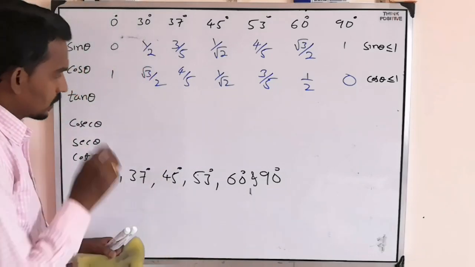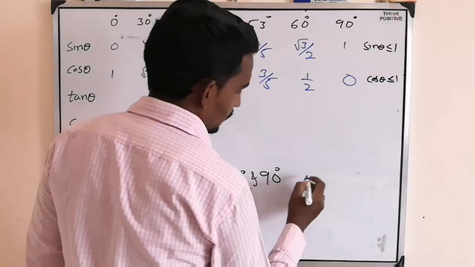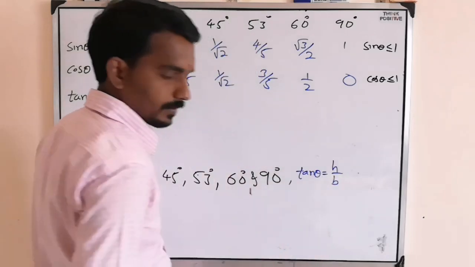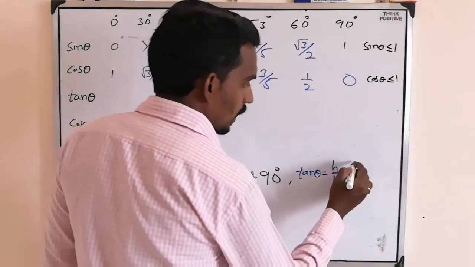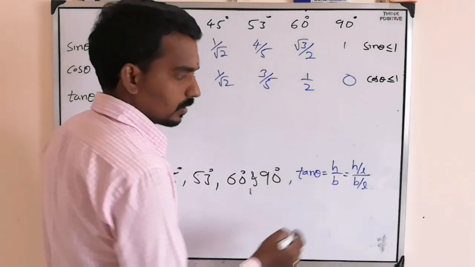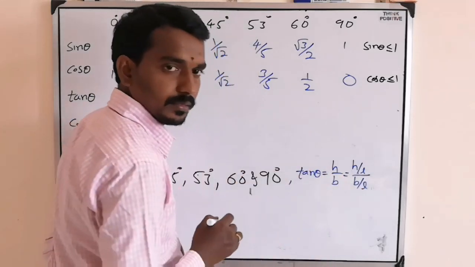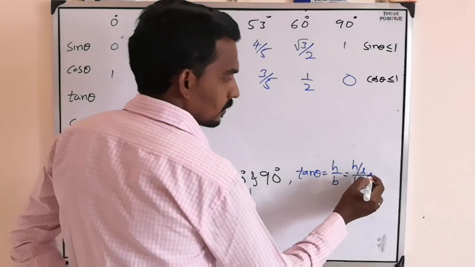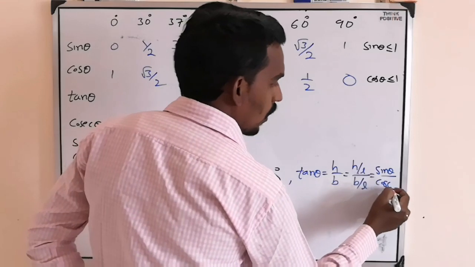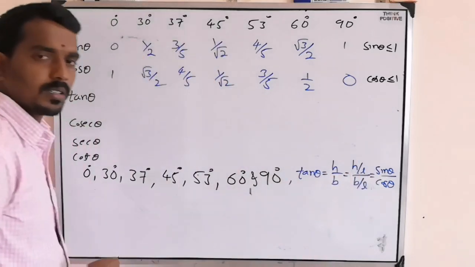And one trigonometric relation also we will take, that also I will tell you. First, tan theta. Tan theta is nothing but height by base. Now what I will do is write it as height by hypotenuse over base by hypotenuse, where the hypotenuse cancels. Height by hypotenuse is sin theta, and base by hypotenuse is cos theta. So tan theta can be written as sin theta by cos theta.